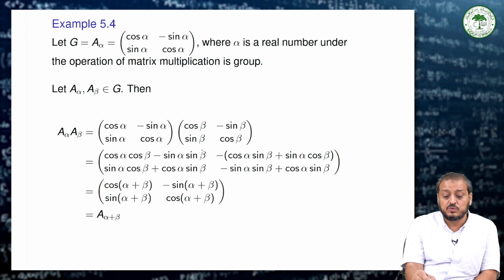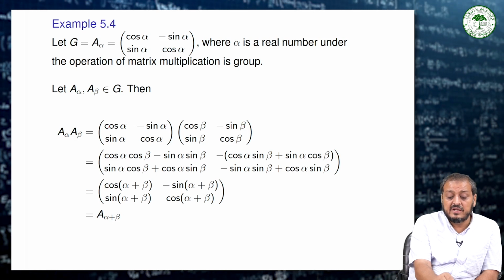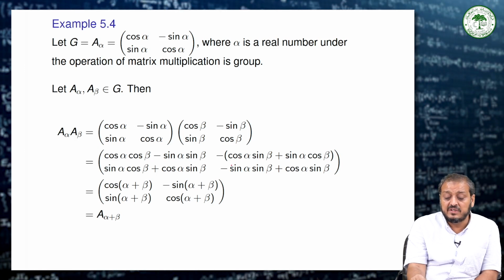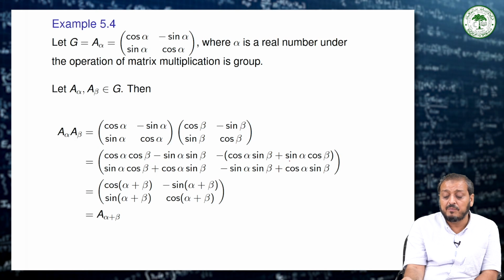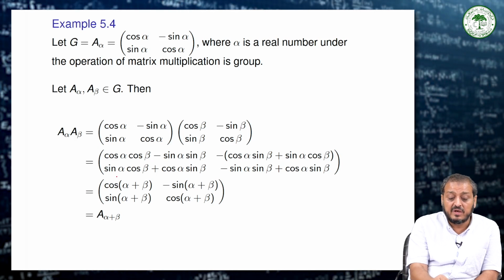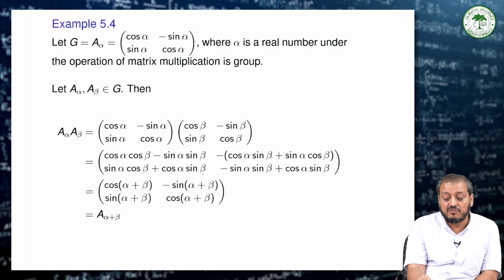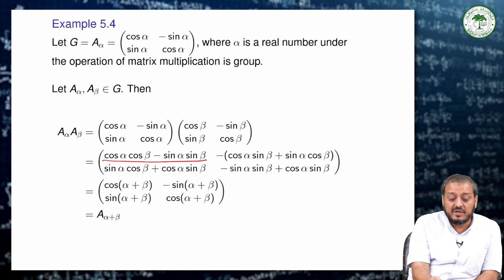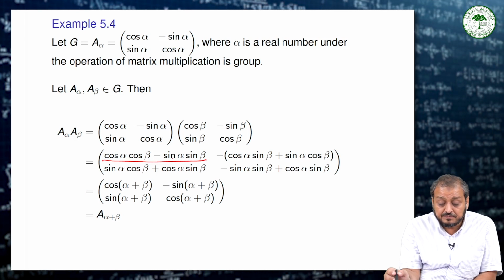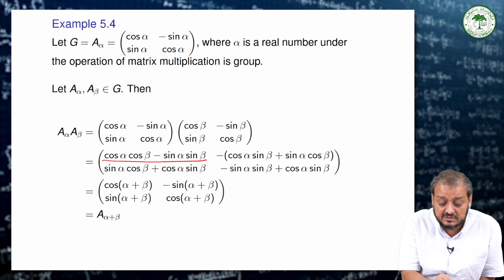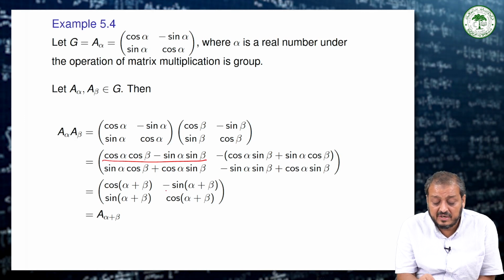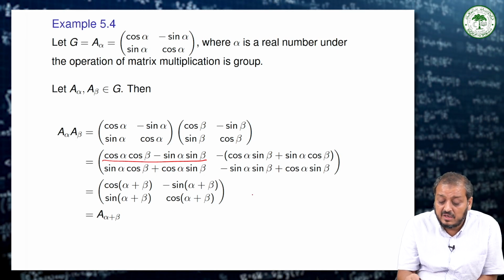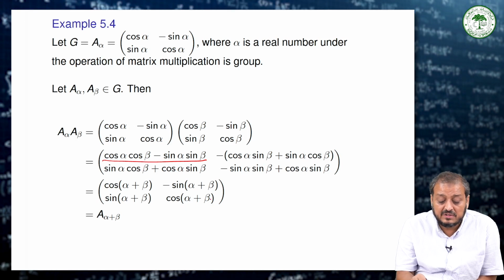We take the product of these two. Clearly this is cos alpha cos beta minus sin alpha sin beta, and then we have to multiply it by this: minus cos alpha sin beta plus sin alpha cos beta, and also here sin alpha cos beta plus cos alpha sin beta. Now you see this one clearly is cos of alpha plus beta, and then a minus sine of alpha plus beta, then a sine of alpha plus beta, and then a cos of alpha plus beta.